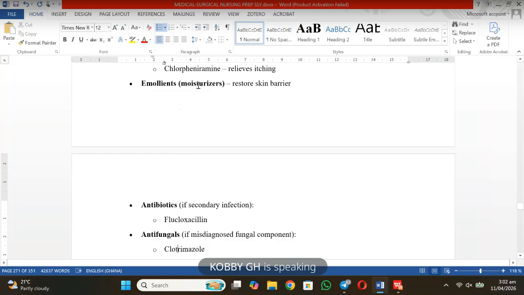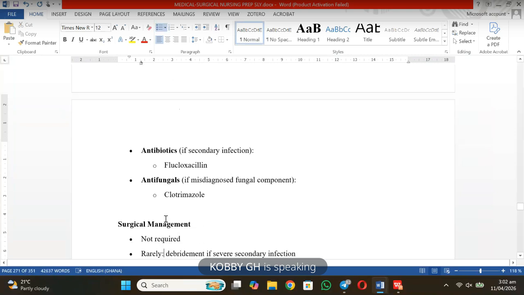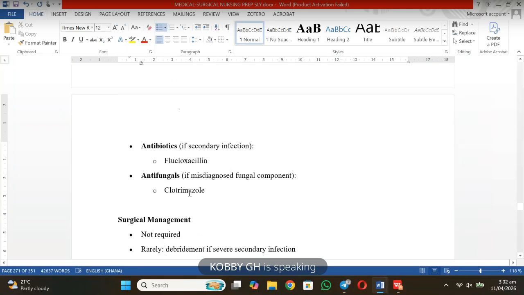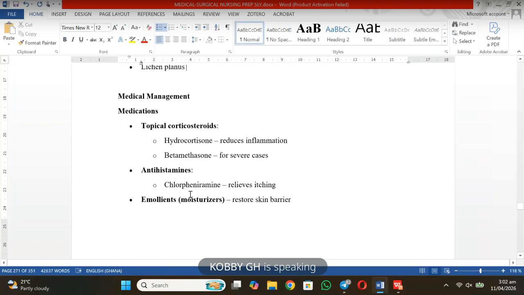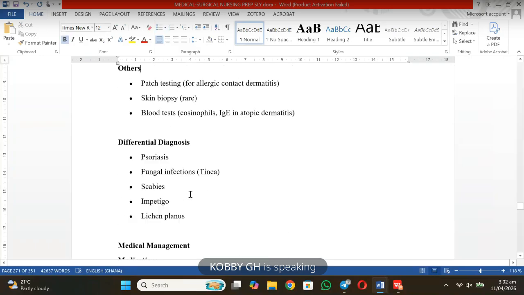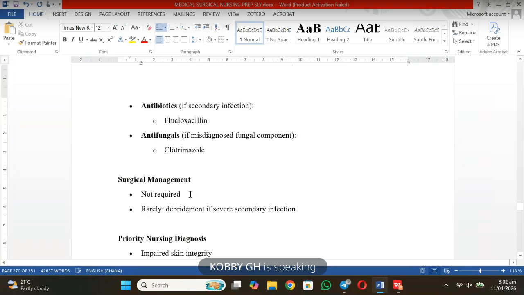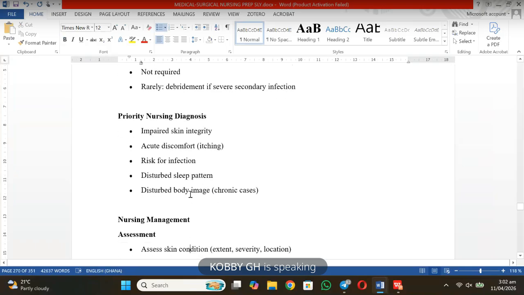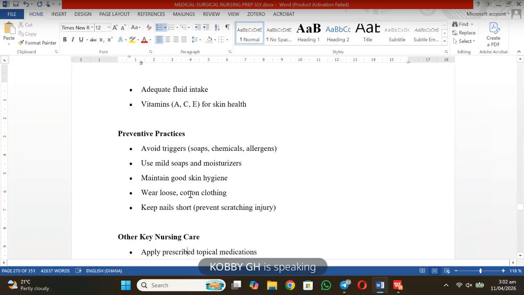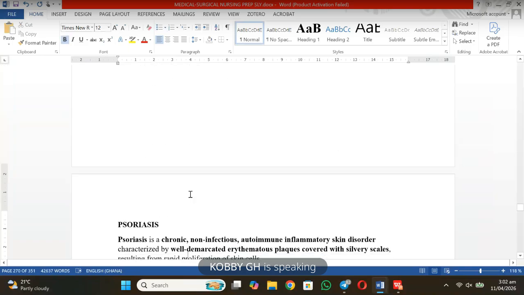And sometimes they will do emollients, like the moisturizers to help restore the skin barrier. They can also give antibiotics like flucloxacillin. There are times they will give antifungal agents like clotrimazole. So this is how they manage patients with eczema. It's the same as dermatitis. Good.